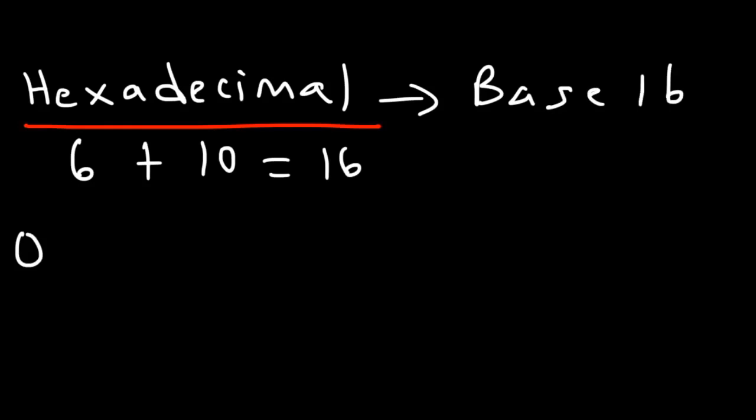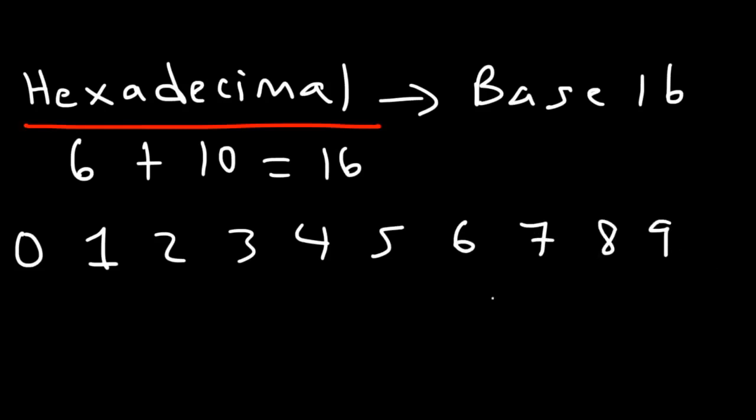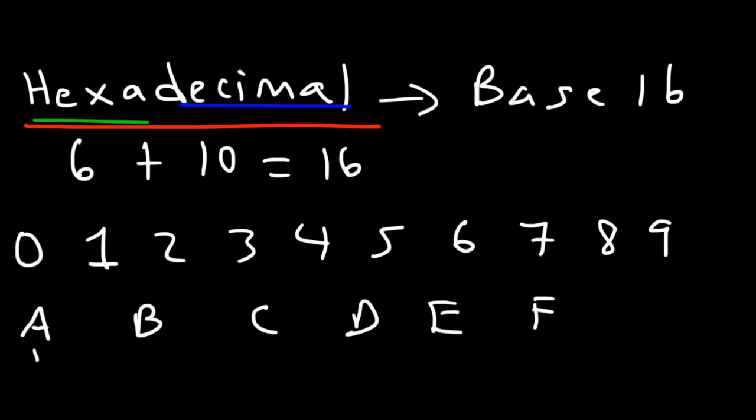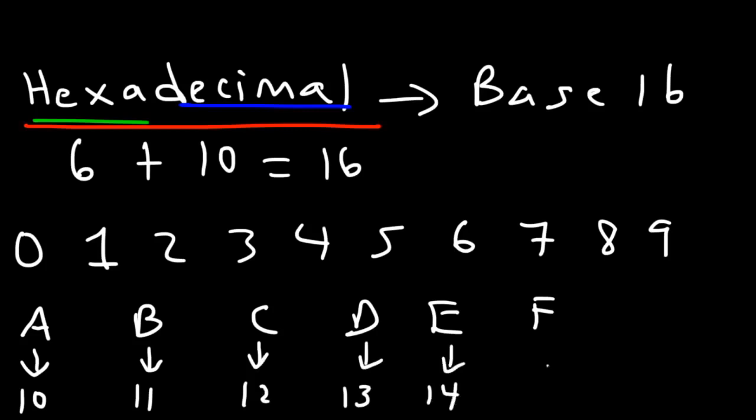And so the numbers are 0, 1, 2, 3, 4, 5, 6, 7, 8, 9. So we have all 10 numbers in the decimal system, but we also have 6 letters. And so those letters are A, B, C, D, E, and F. Now, A corresponds to 10 in the decimal system, B in the hexadecimal system corresponds to 11 in the decimal system, C is 12, D is 13, E is 14, F is 15. So that's a total of 16 numbers, including 0.